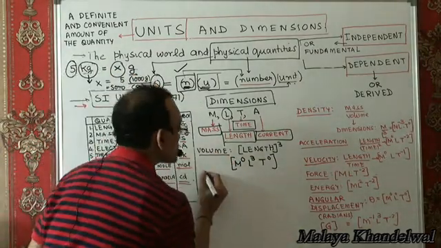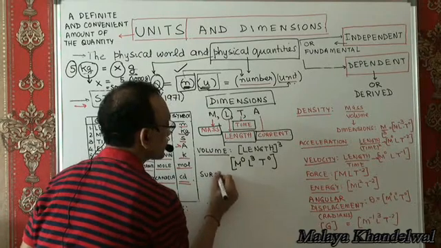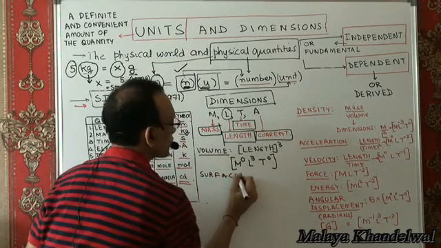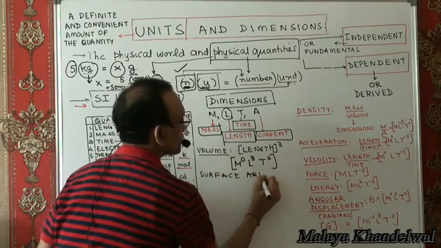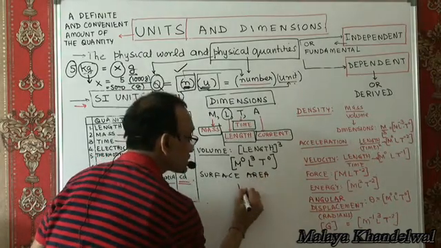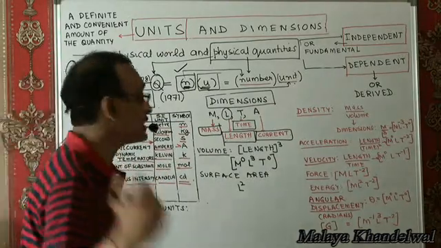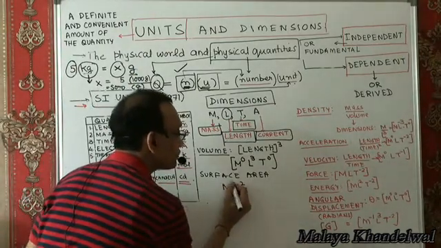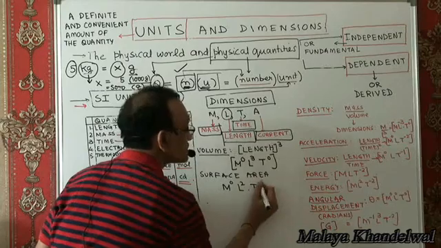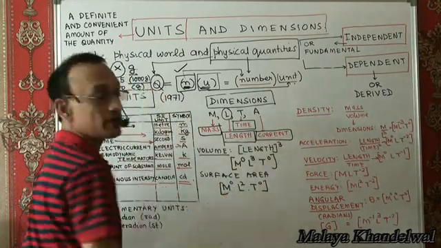So when we say surface area, it is like L squared, square of length, right? Meter squared, centimeter squared, and so on and so forth, but no mass involved, mass and time to the power 0. These are the dimensions of surface area.